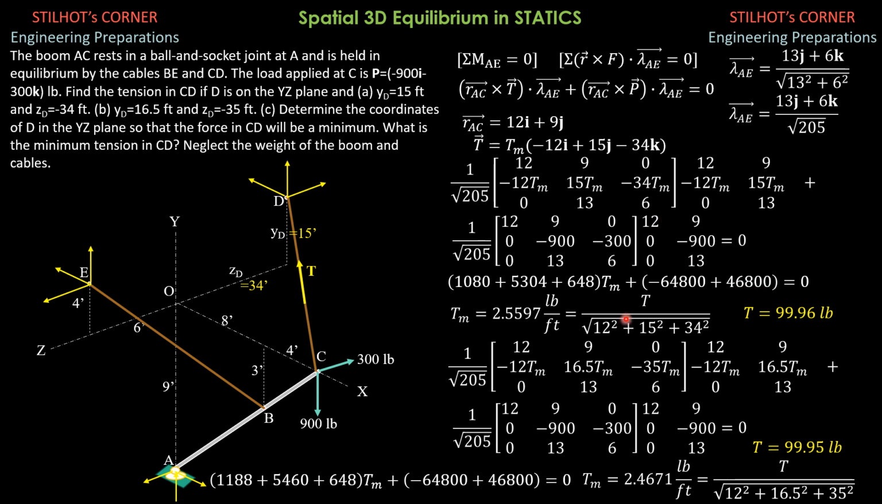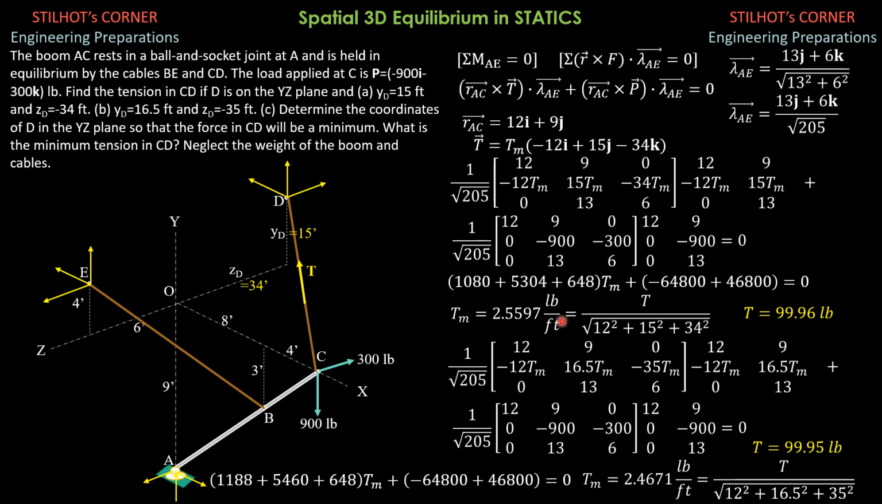46,800 equate to 0. From here, we can now compute T sub n. 64,800 minus 46,800 to the right, positive, divided by these combined values here. So we get T sub n equals 2.5597 pounds per foot, because that's the force multiplier.